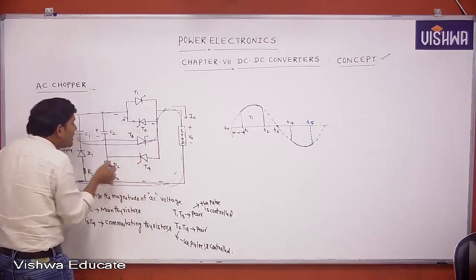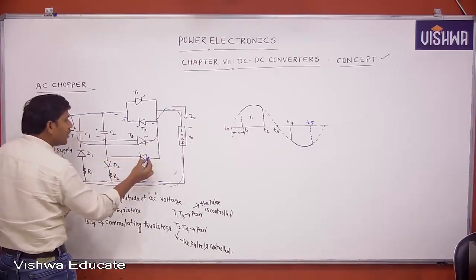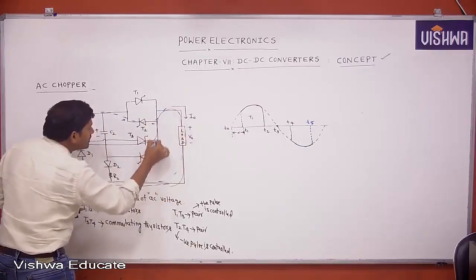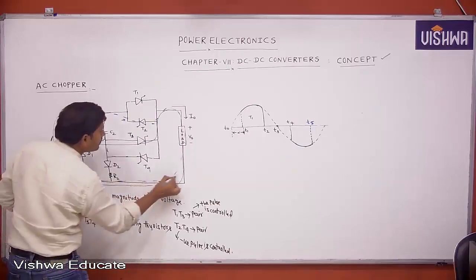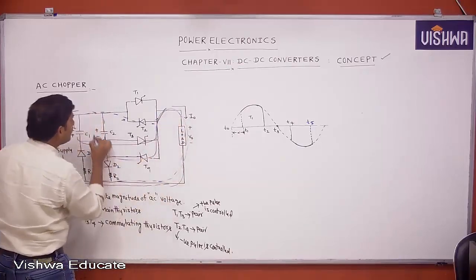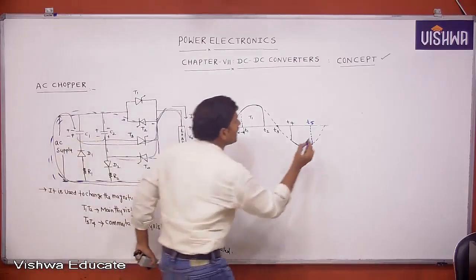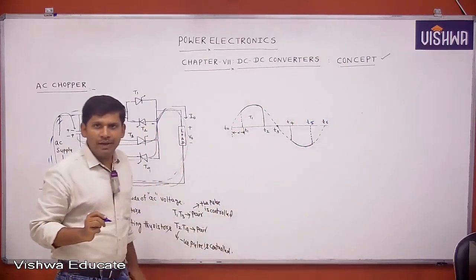Now who supplies the current to the load? Then T4 will supply the current to the load. This is the path. Now T4 will supply the current to the load like this. Then it becomes positive, it becomes negative. Then at T6 instant, automatically T4 will be turned off.